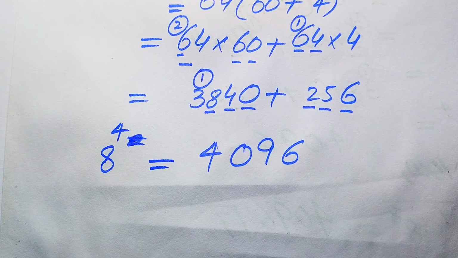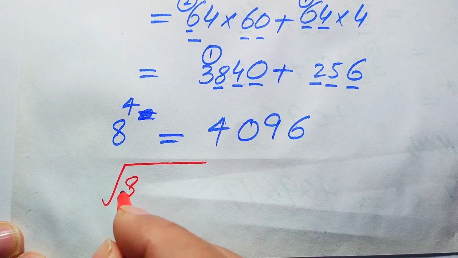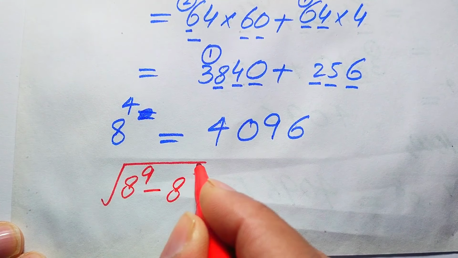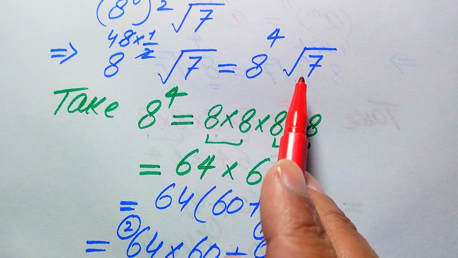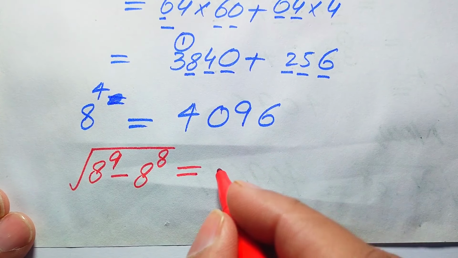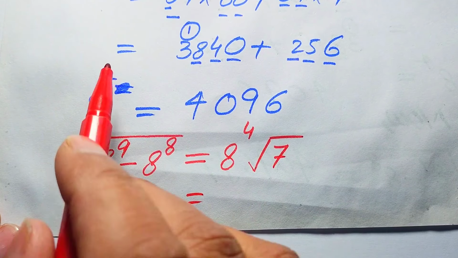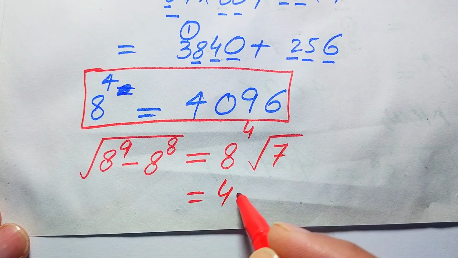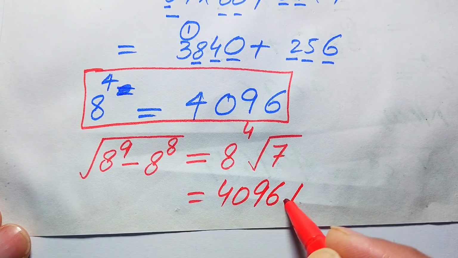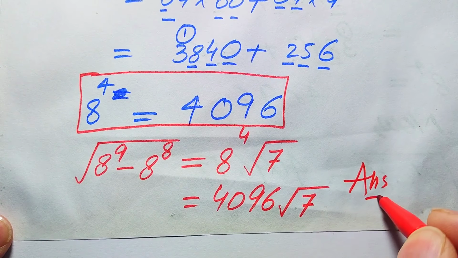Now we copy down the given question statement to write our final answer. Finally we have the square root of 8 to the power of 9 minus 8 to the power of 8 is equal to 8 to the power of 4 times the square root of 7. We found the value of 8 to the power of 4, so we substitute this value here and it becomes 4096 times the square root of 7. So this is our final answer to this question.